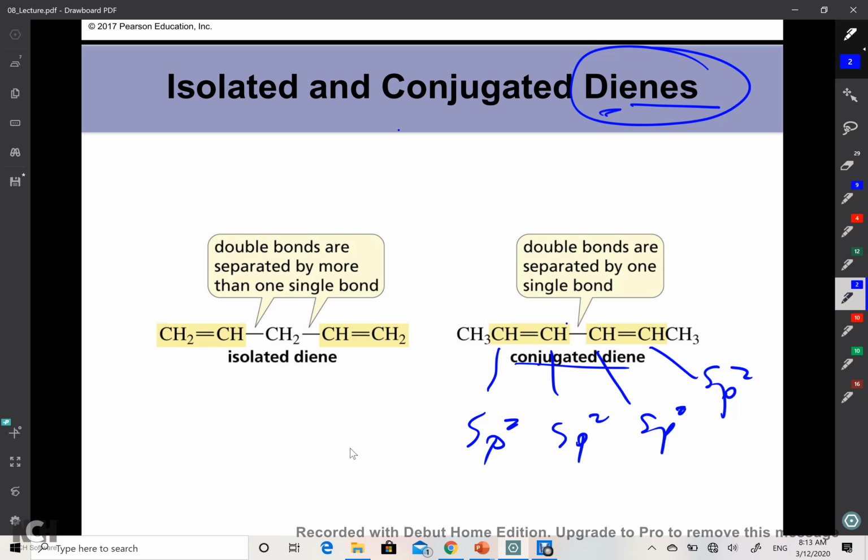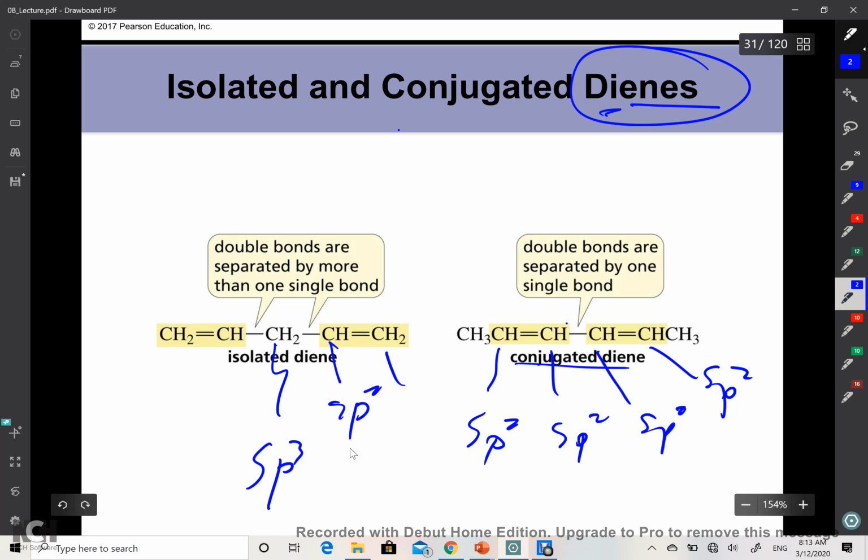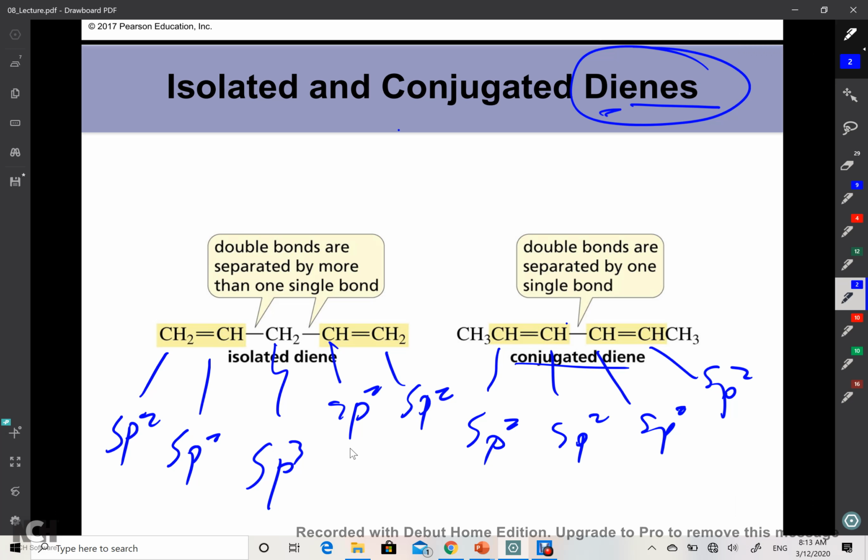Now, sometimes the double bonds might be separated by one or more sp3 carbons. Those kinds of systems are referred to as isolated systems. In this case, you will notice that this one here is sp3 hybridized, whereas these other ones are all sp2 hybridized. Does that make sense? So isolated systems are separated by at least one sp3 carbon, whereas conjugated systems have no separation.